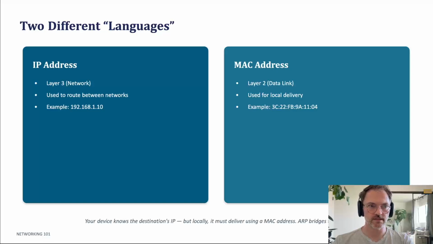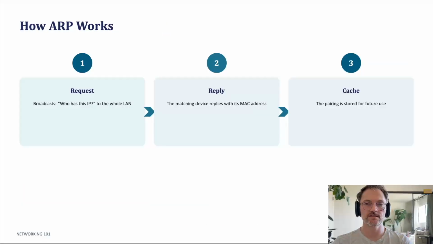The problem is that a device knows the destination's IP address, but for local delivery, it needs to know what the MAC address is. And ARP is how it puts those two together. And this is how ARP works. Step 1, a device broadcasts an ARP request to the whole LAN.